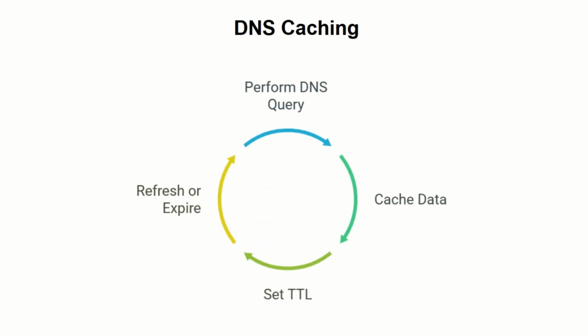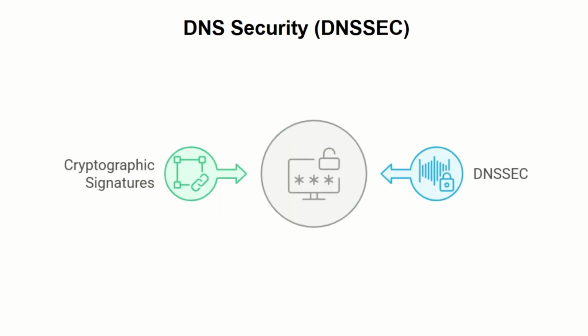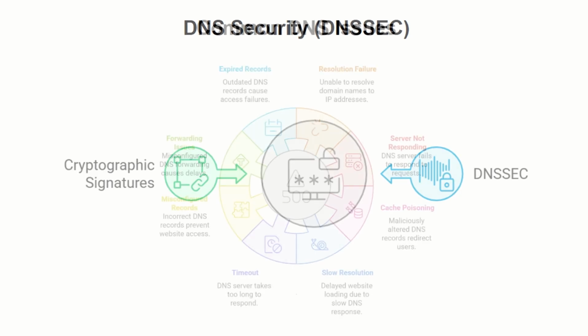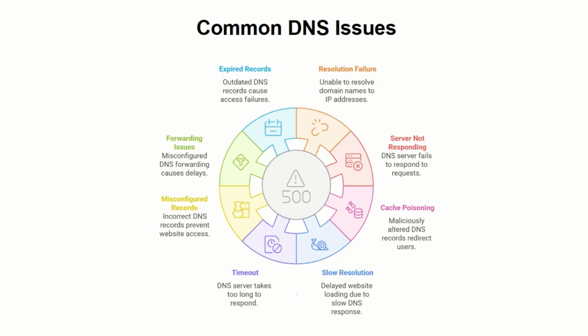So what is DNS caching? DNS queries are cached to speed up resolution for subsequent requests. Both the browser and the DNS server store this data temporarily. TTL, time to live, is a setting that defines how long a DNS record is cached before being refreshed. DNS Security Extensions protect against DNS spoofing and cache poisoning, ensuring that DNS responses are authentic by using cryptographic signatures.